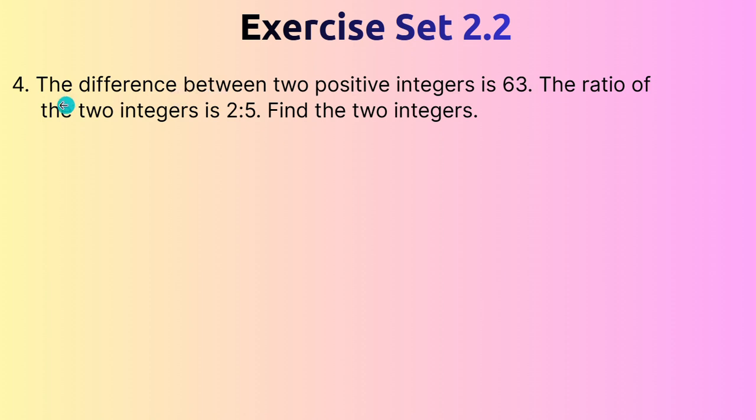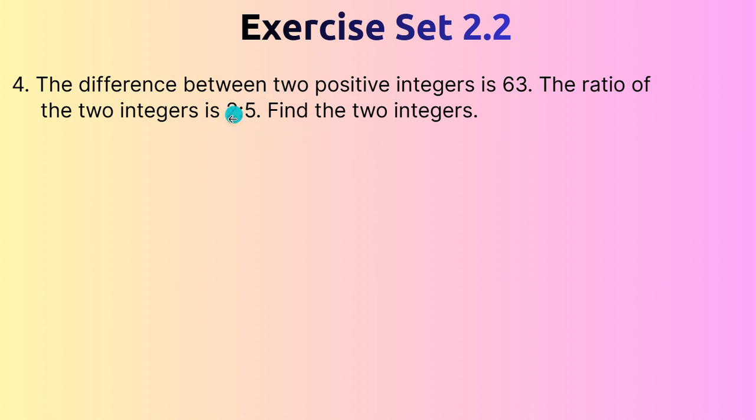So here is question number 4, exercise 2.2, Grade 9 Mathematics, Ganit Manjari. The difference between two positive integers is 63. The ratio of the two integers is 2:5. Find the two integers. Okay. So you have been given the difference of two positive integers and the ratio of these integers, which is 2:5. So how will you find the two integers?